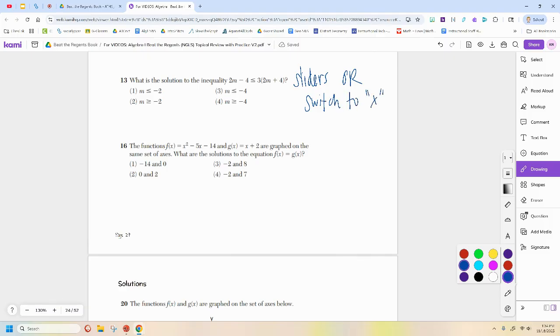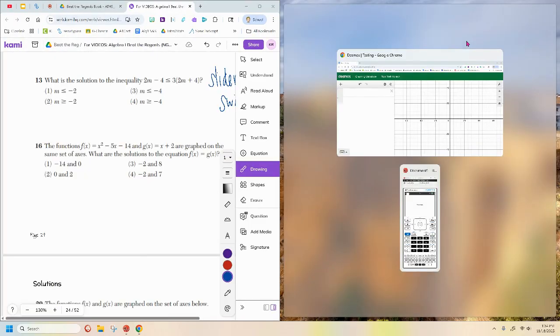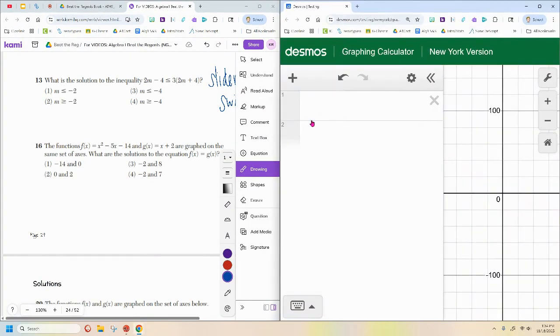Let's see what Desmos does. So you have to be willing to fight. All right, I'm gonna shrink back and minimize this. Let's go over there. Nope, there. Here we go.